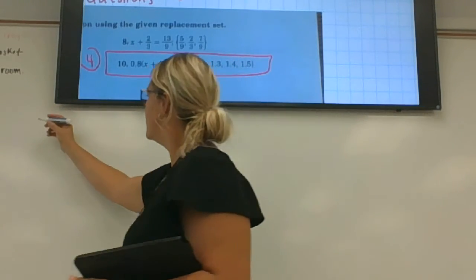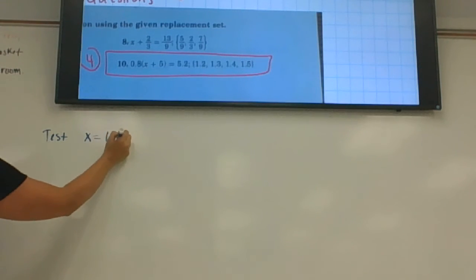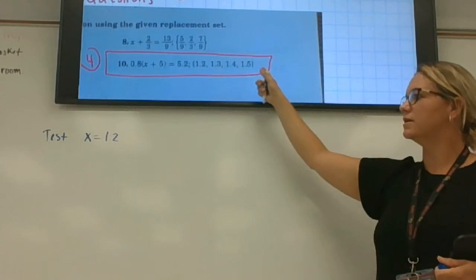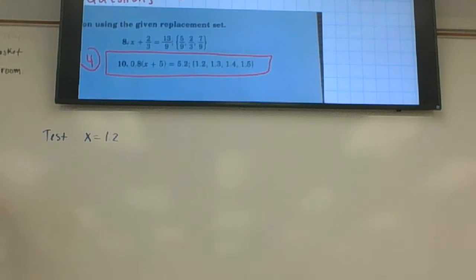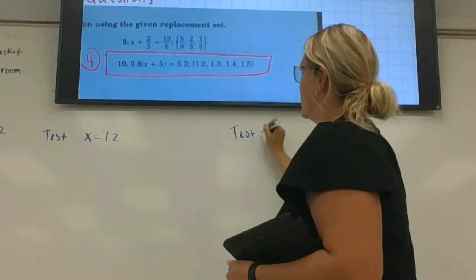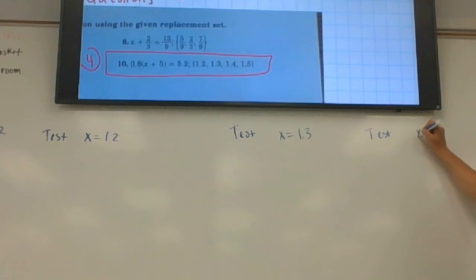All right, so let's test out some decimals. I want to test x equals 1.2. So these are the numbers that go in the replacement set. It's a little bit blurry. I know. The equation is just 0.8 parentheses x plus 5 equals 5.2. We're going to test 1.2. We're going to test x equals 1.3. We're going to test x equals 1.4.